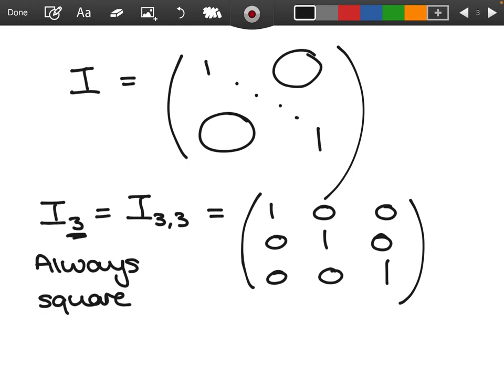And all it does is when you multiply it by another matrix, it's going to give you the same matrix back. Okay, so if you think about it in terms of scalars, it's effectively a 1. Okay, if I multiply any number by 1, I get the same number back. So that's effectively what this does, but in matrix form.